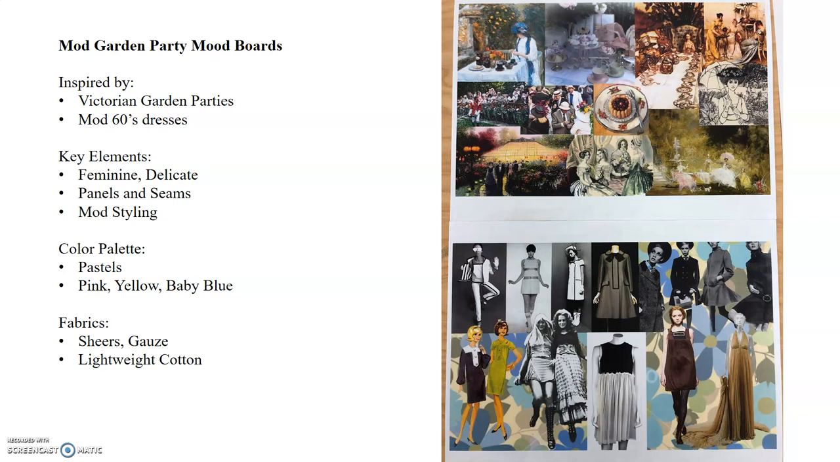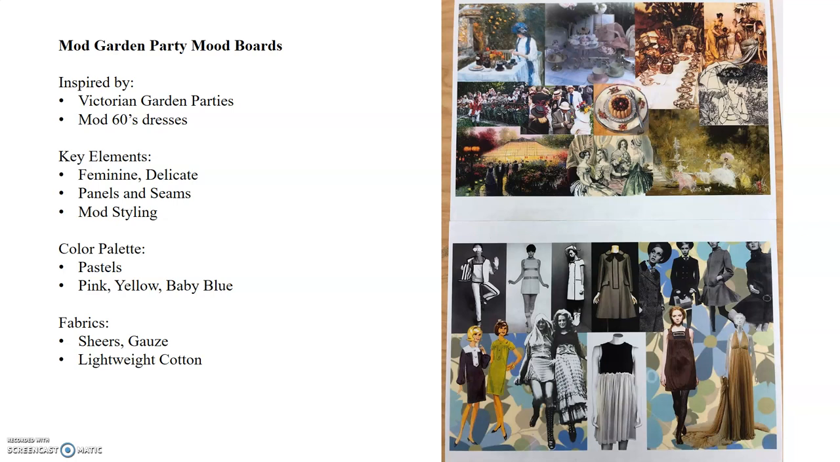And then I also was really looking at mod 60s dresses and that fun mini skirt kind of era. A lot of these nice details. So again, the key elements when I'm mixing both of these together, which is a great way to come up with a mood board and an inspiration, is to mix two things together. So it's not just something seen before, boring and stagnant. If you take two things and mesh them together, you'll get better results.